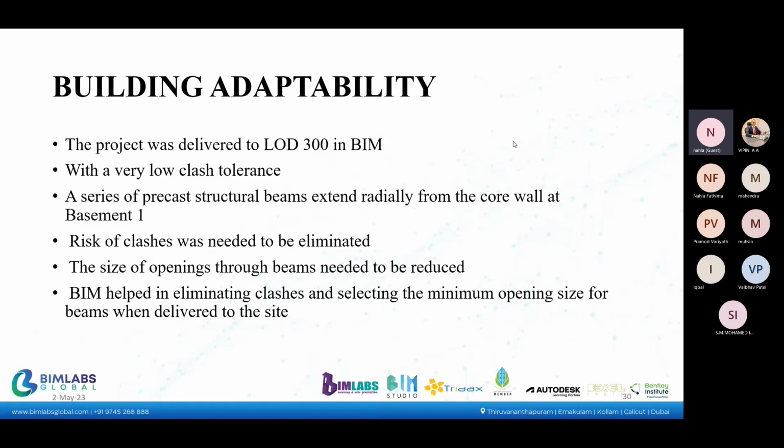Also, several openings needed to be given on the beams. The size of the openings needed to be reduced, because we can't have large openings on the beams, as it will affect the strength of the beams. While incorporating these precast structural beams, several openings had to be provided on the site. So we did better planning. Building information modeling helped in eliminating all these clashes and selecting the minimum opening size when delivered to the site. That's how building information modeling helped.